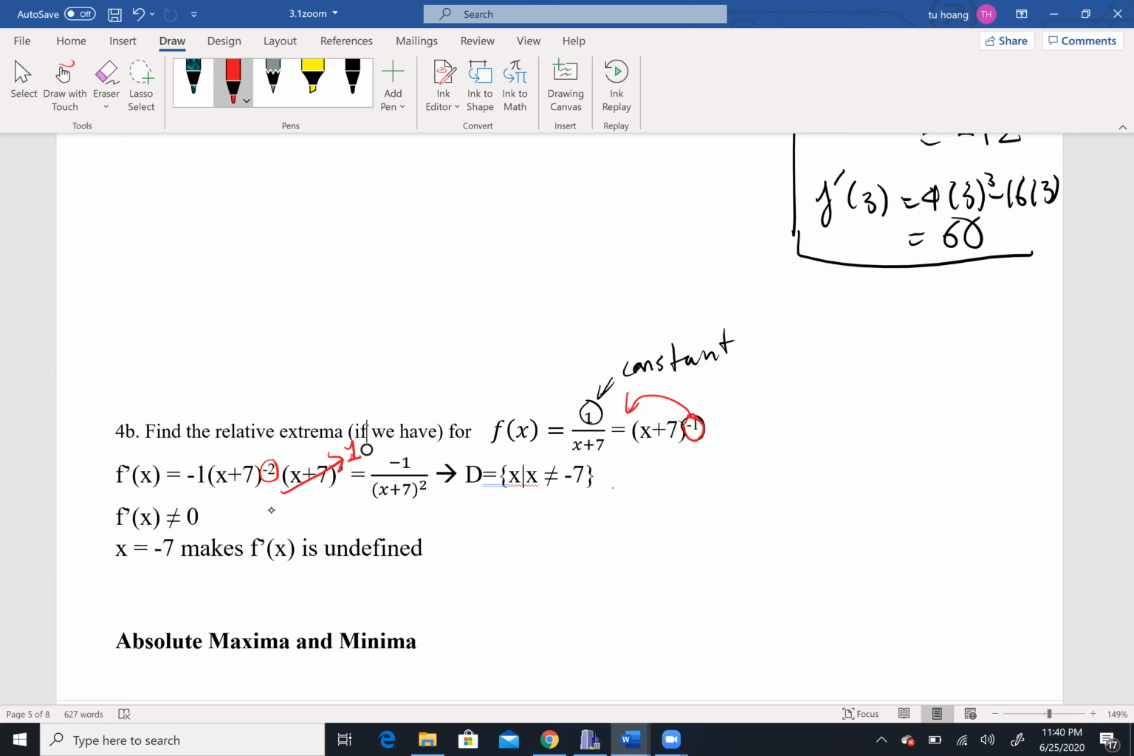And for this case, you have to know that the domain of this fraction is that the bottom cannot equal 0, which means what? x plus 7 cannot equal 0 because it's going to make the function undefined. So when you subtract 7 from both sides, you're going to have x not equal to negative 7. And that's the reason why the domain is x not equal to negative 7.